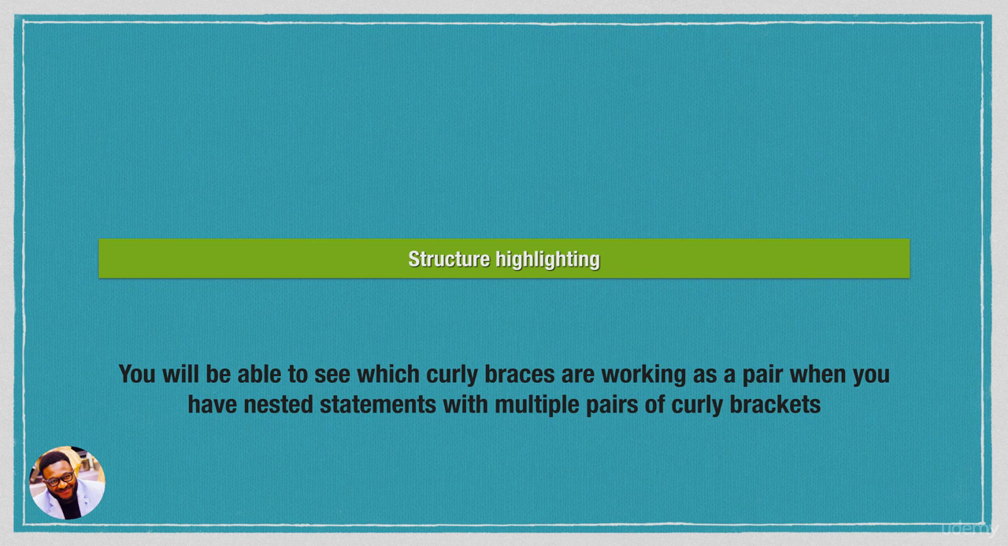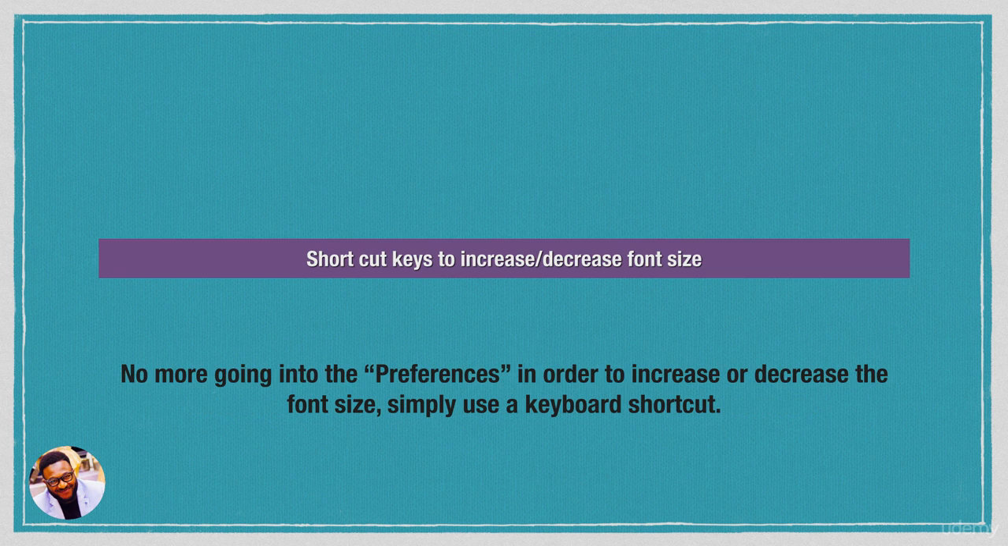Structure highlighting. Now you'll be able to know which curly braces are working as a pair. For example, if you have a nested for loop, with an if statement inside an if statement, sometimes we get confused as to which closing bracket is working with which pair. So now it's very easy to know. It's going to highlight which pair are working together. I will demonstrate that shortly.